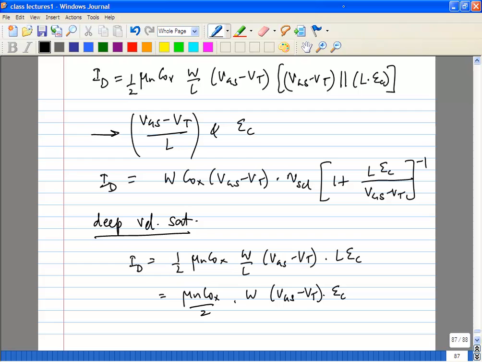It just so happens that as the process scales and your length gets smaller and smaller, your (VGS minus VT) over L gets larger and larger. So for smaller and smaller overdrives, for smaller and smaller VGS minus VT, you get into the short channel domain. That is the only difference.